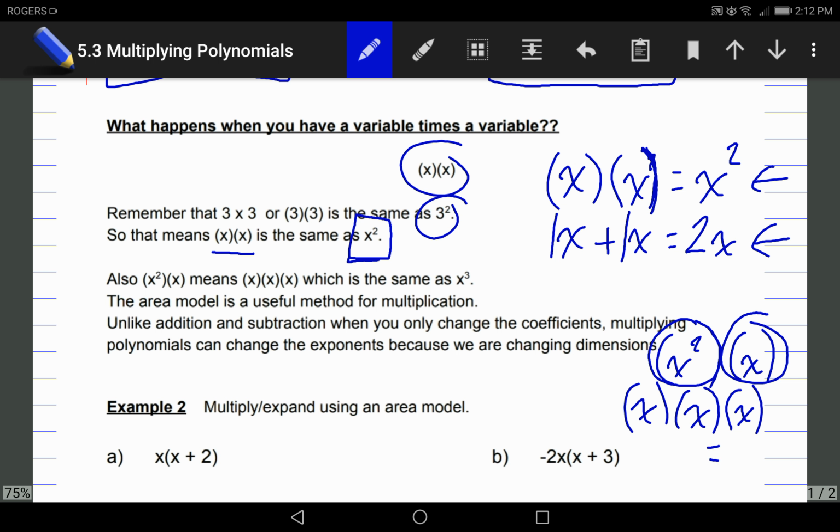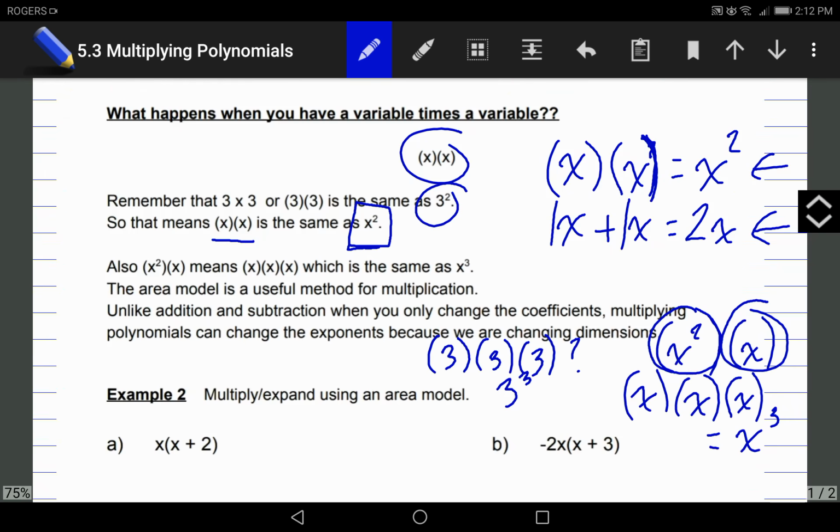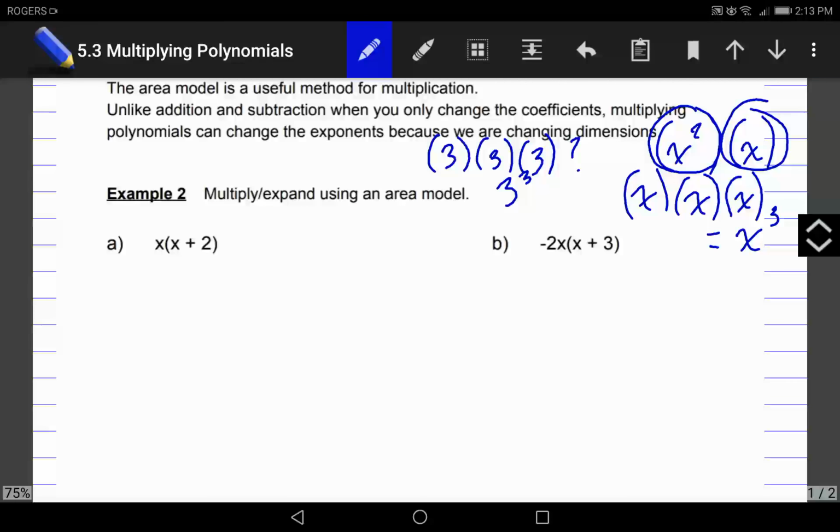Well, what if I asked you, what's another way to write 3 times 3 times 3? It would be 3 to the power of 3. Well, in this case, it is x cubed, or x to the power of 3. So how did we do that? For the most part, I'm not going to ask you crazy difficult questions. Let's look at some of the examples I have here. Look at this. X times x, right?